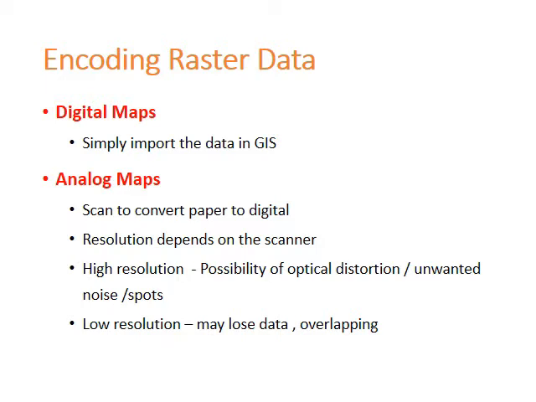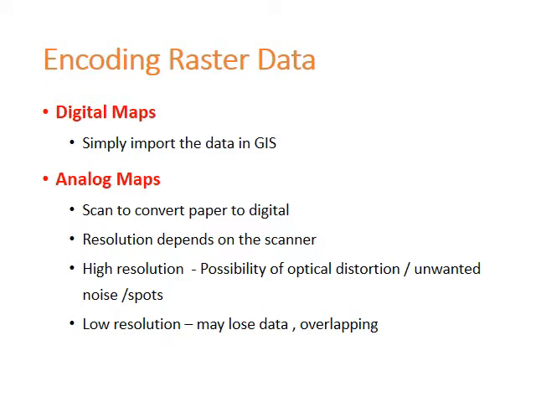If it is an analog map, first of all, you need to scan and convert the paper information into a digital format, which is a combination of pixels. Now the resolution of the scanned image depends on the resolution of the optical scanner that you try to use for scanning the image.